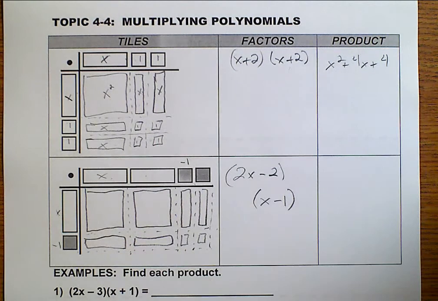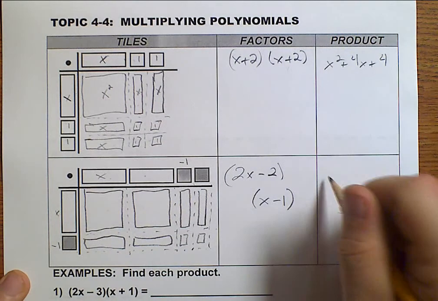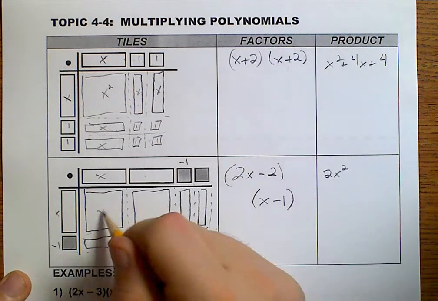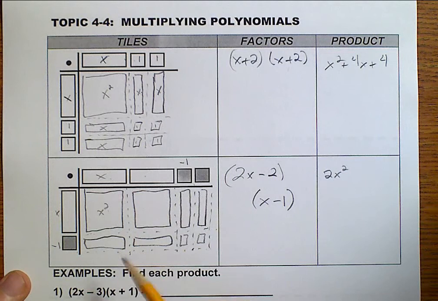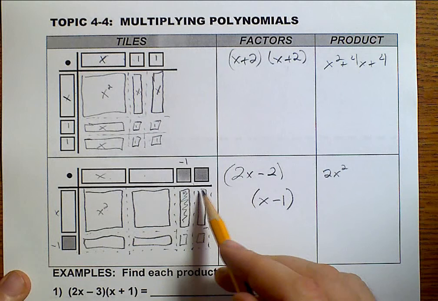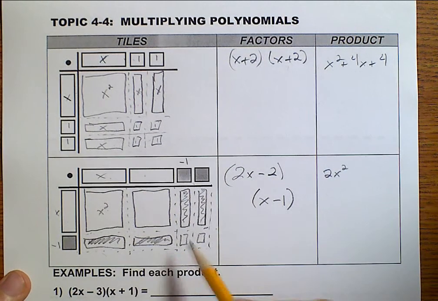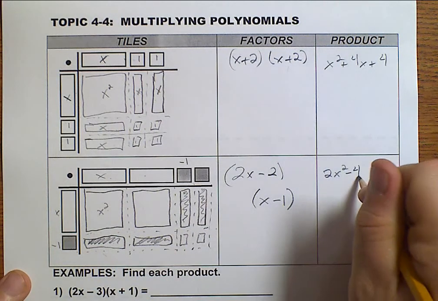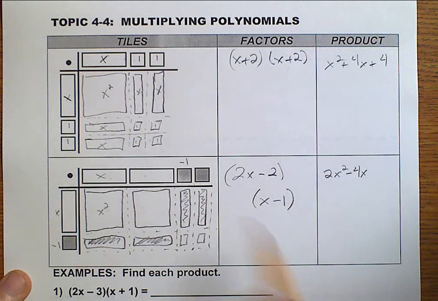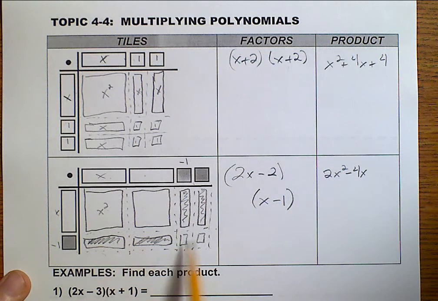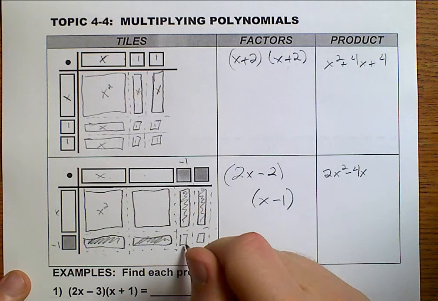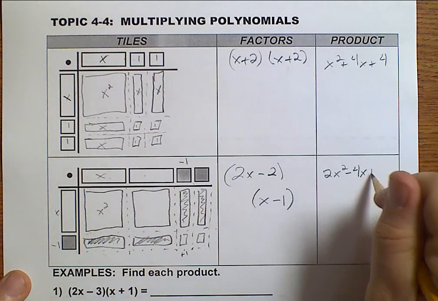Those are our factors. What that gives us is we have 2 x squareds. However, when we take shaded times a normal, we get shaded. So that gives us 1, 2, 3, 4 negative x's, so minus 4x. And a negative times a negative makes a positive, so these are not shaded. These are still positive ones. So this would be plus 2.